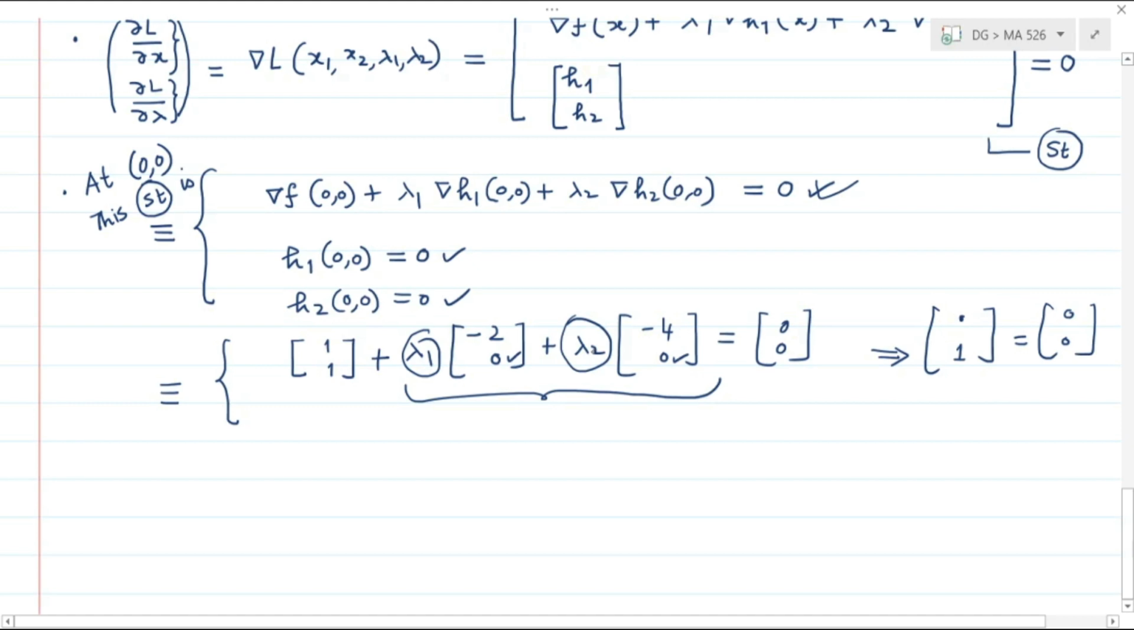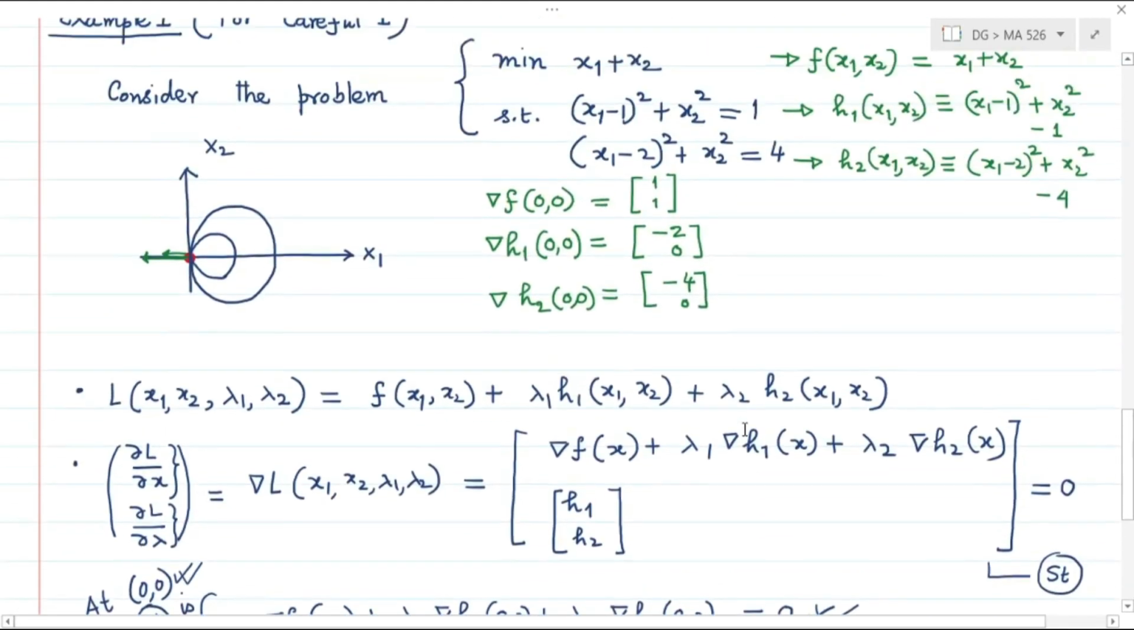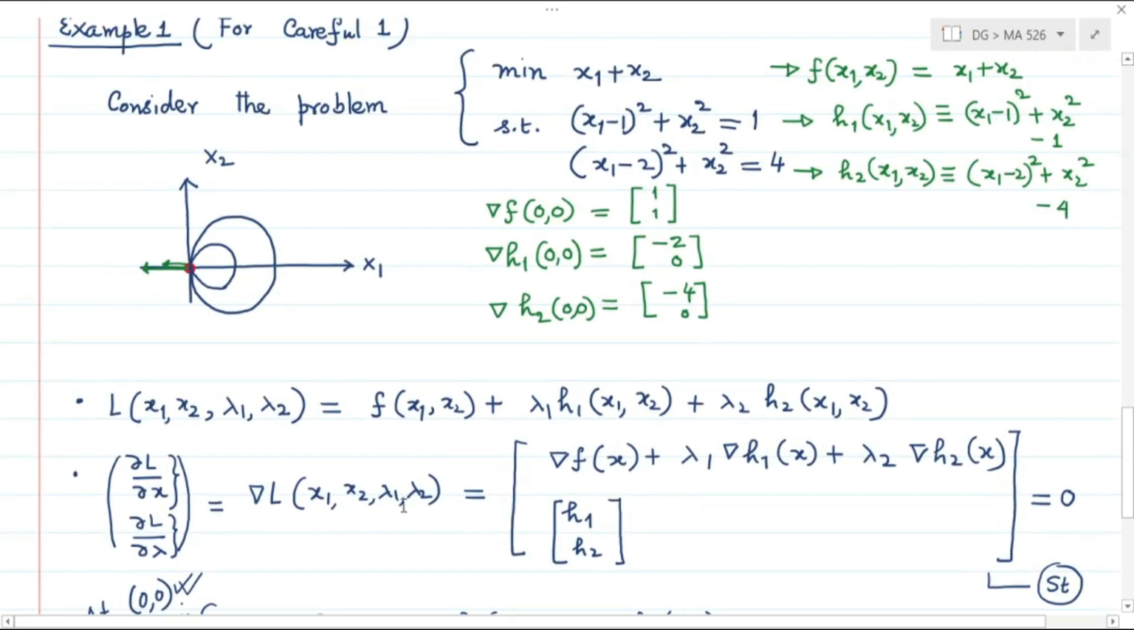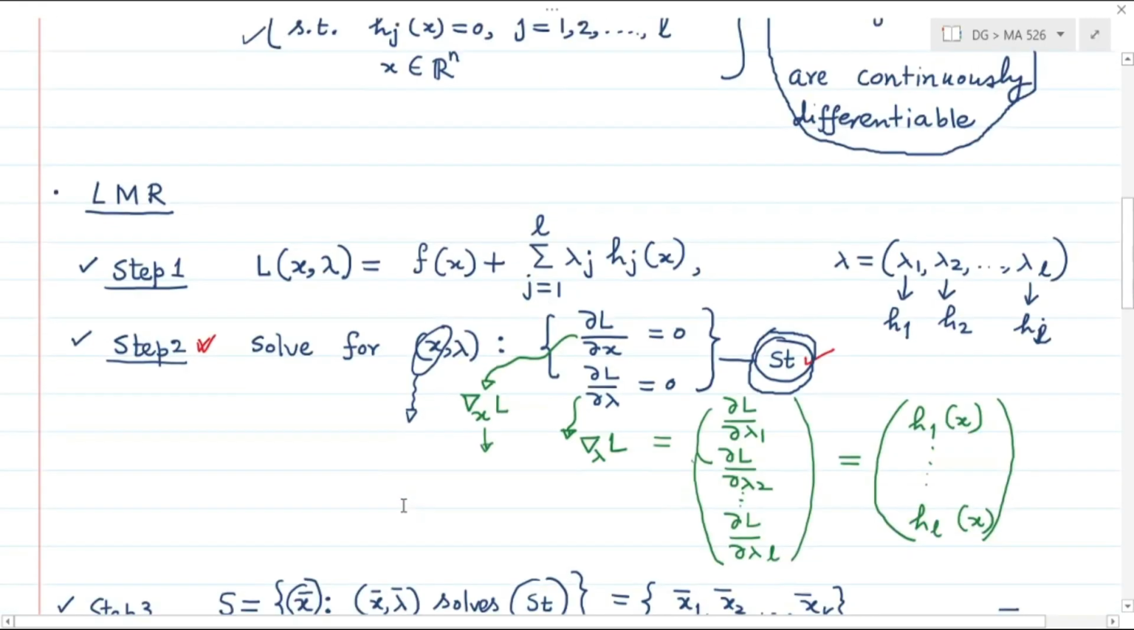(0, 0) is really a local minimum for the problem, but you don't have associated lambda 1, lambda 2 such that the point (0, 0) together with those lambda 1, lambda 2 will satisfy the stationarity system. Therefore, here you note that a local minimum evidently is not a solution of the system that we have constructed in step 2.